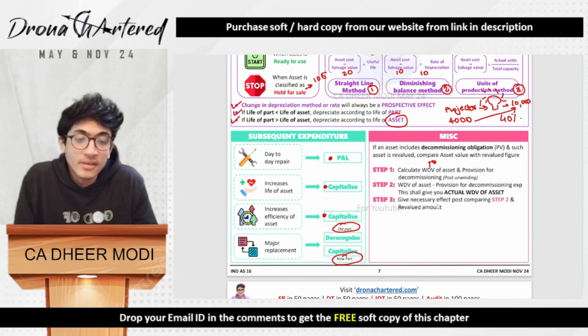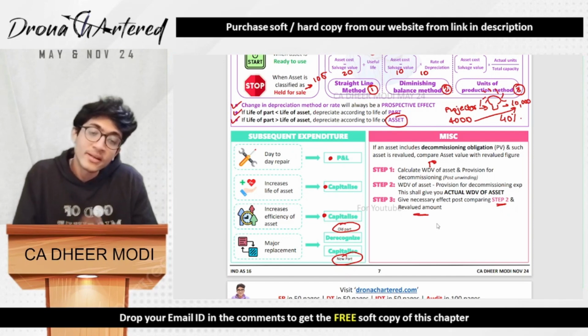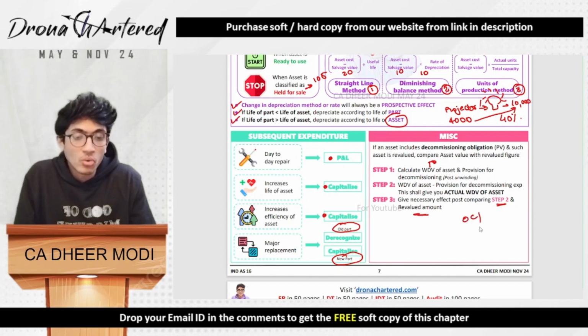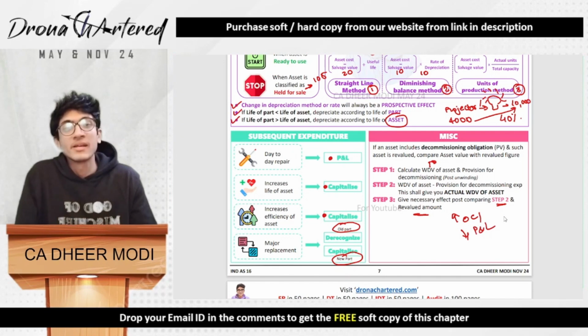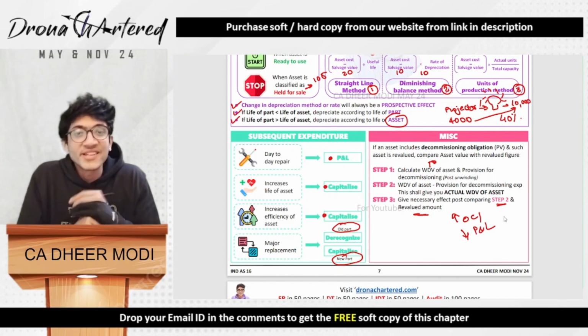And step 3 is give necessary effect post comparing your step 2 and your revalued amount. Step 2 gives you your actual WDV, and this gives you a revalued amount. Any difference, if there is an increase in the revalued amount, will be sent to OCI, and if there is a decrease in the value, then it will be sent to P&L. Great. So with this, we are done with this Ind AS, and I will see you in the next one.